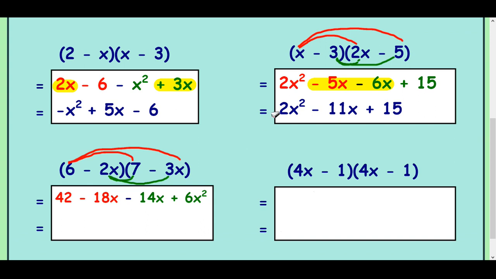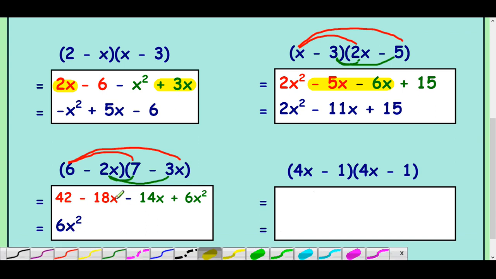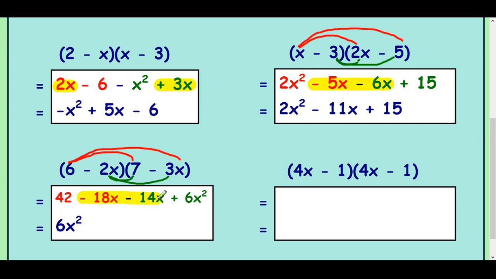Now I'm just going to write it in this form with x squareds first. That's a plus 6x squared, clearly. Here we are. I've got this middle bit, so I've got negative 18x take away 14x, so that's negative 32x. And that's a plus 42. The sign in front of it's not there, which implies plus. So plus 42.